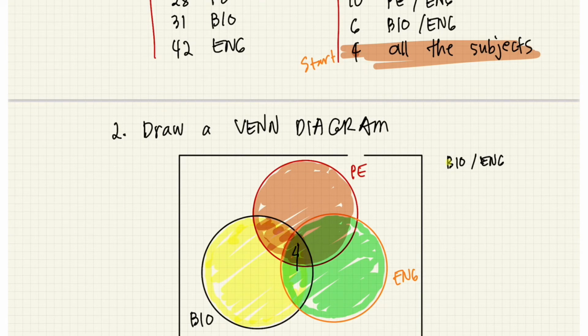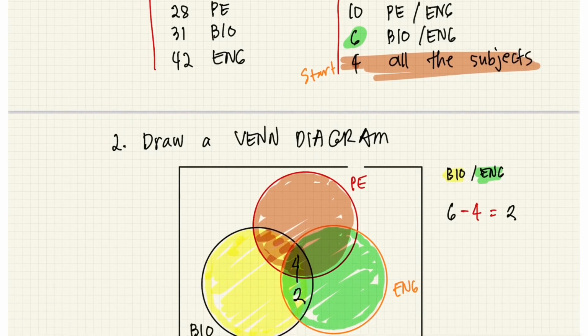So biology and English, you have 6 here. So there are 6 students. Now since we already have 4 inside these 2 circles, biology and English, green and yellow, we subtract it there, and the answer will be equal to 2. So for biology and English, you are going to write here 2. So when you add 4 plus 2, still there are 6 students.